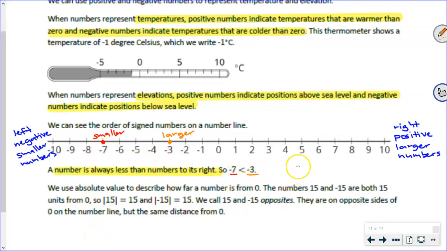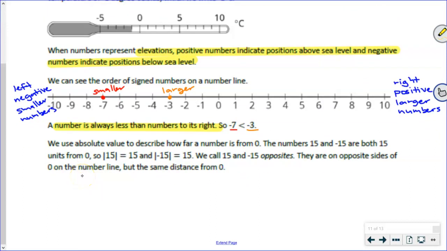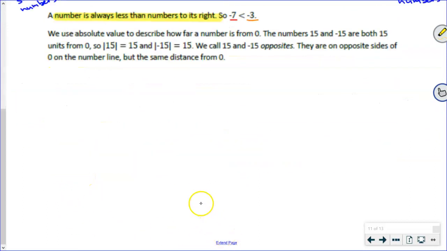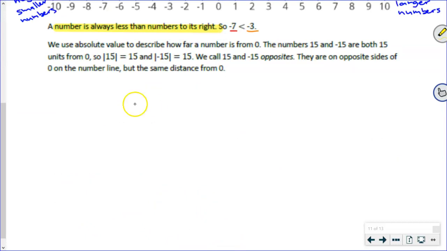So again, if it were 7 and 3, obviously 7 is going to be bigger. But when we're looking at negative 7 and negative 3, negative 7 is more negative. That's what makes it smaller. This information in this last paragraph is new information. There's going to be a lot of vocabulary words that are just very first introduced here, and we're going to talk about them in more depth as we progress throughout the unit.